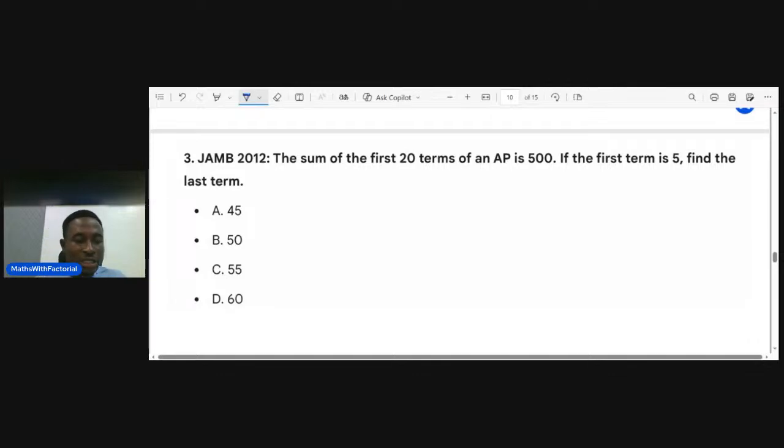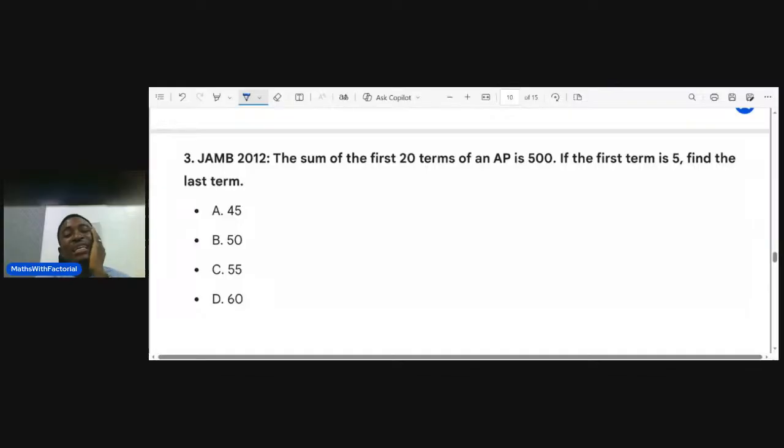The sum of the first 20 terms of an AP is 500. So far you've been making use of the formula a plus (n minus 1)d. We've not really made use of the sum of the first n terms of a particular sequence, in this case an AP. So if the first term is 5, find the last term.